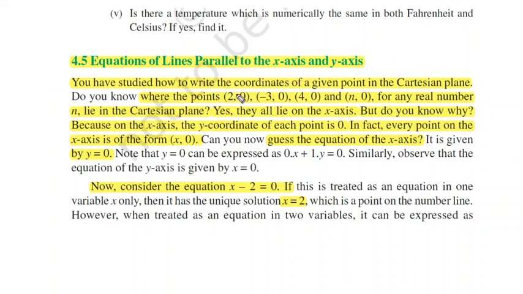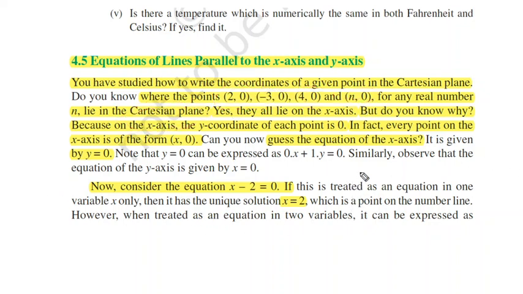Here are some examples: (2, 0), (-3, 0), (4, 0), (n, 0). What are these? These are some coordinates of some points. Can you identify where these points will be placed on a Cartesian plane? Okay, let's see.